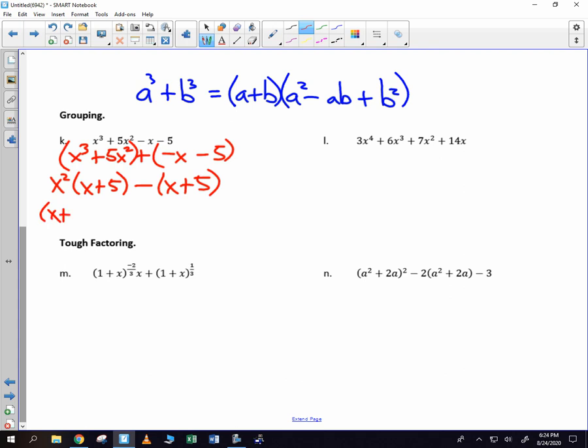x plus 5 can be taken out, and when you do, you are left with x squared minus 1. x squared minus 1 factors, so x plus 5 times x plus 1 times x minus 1.